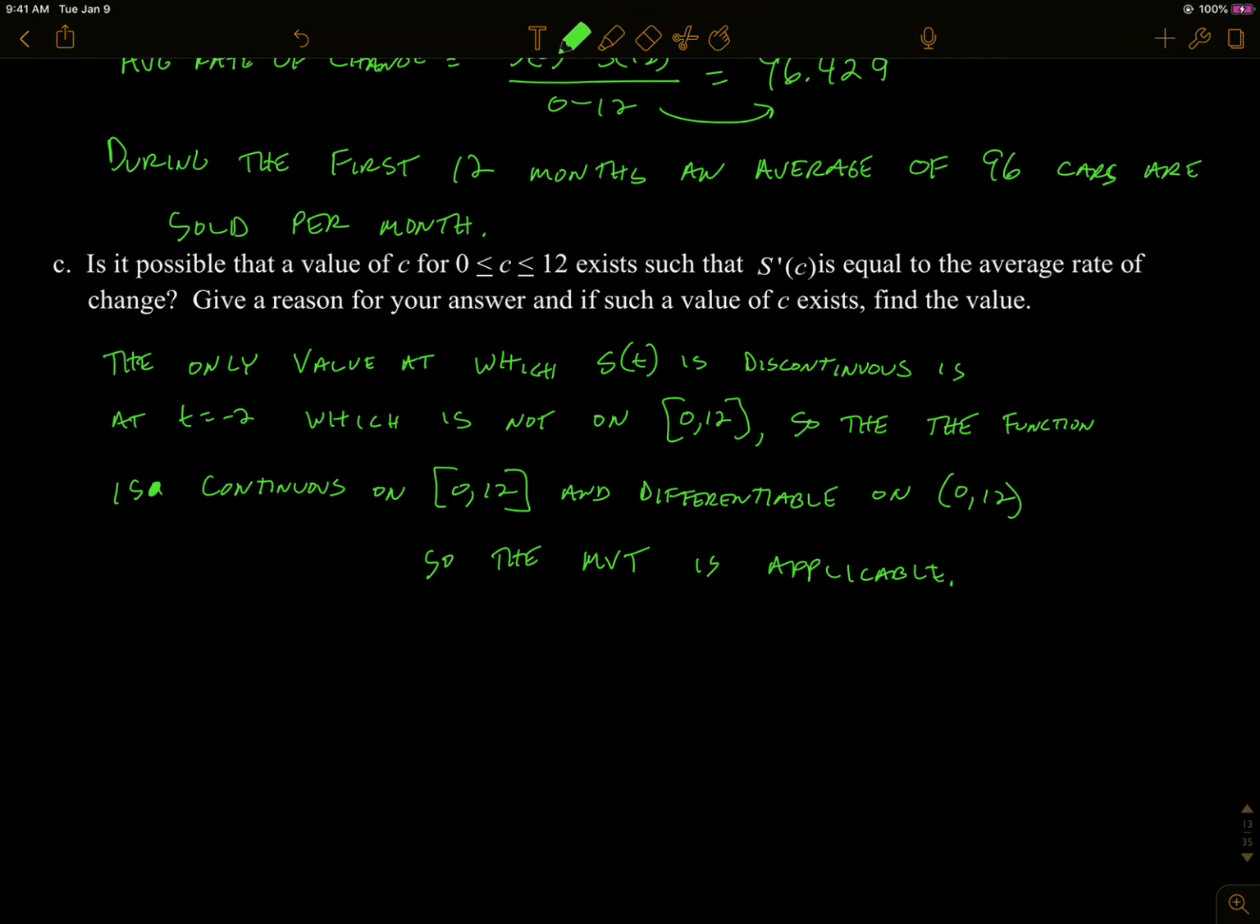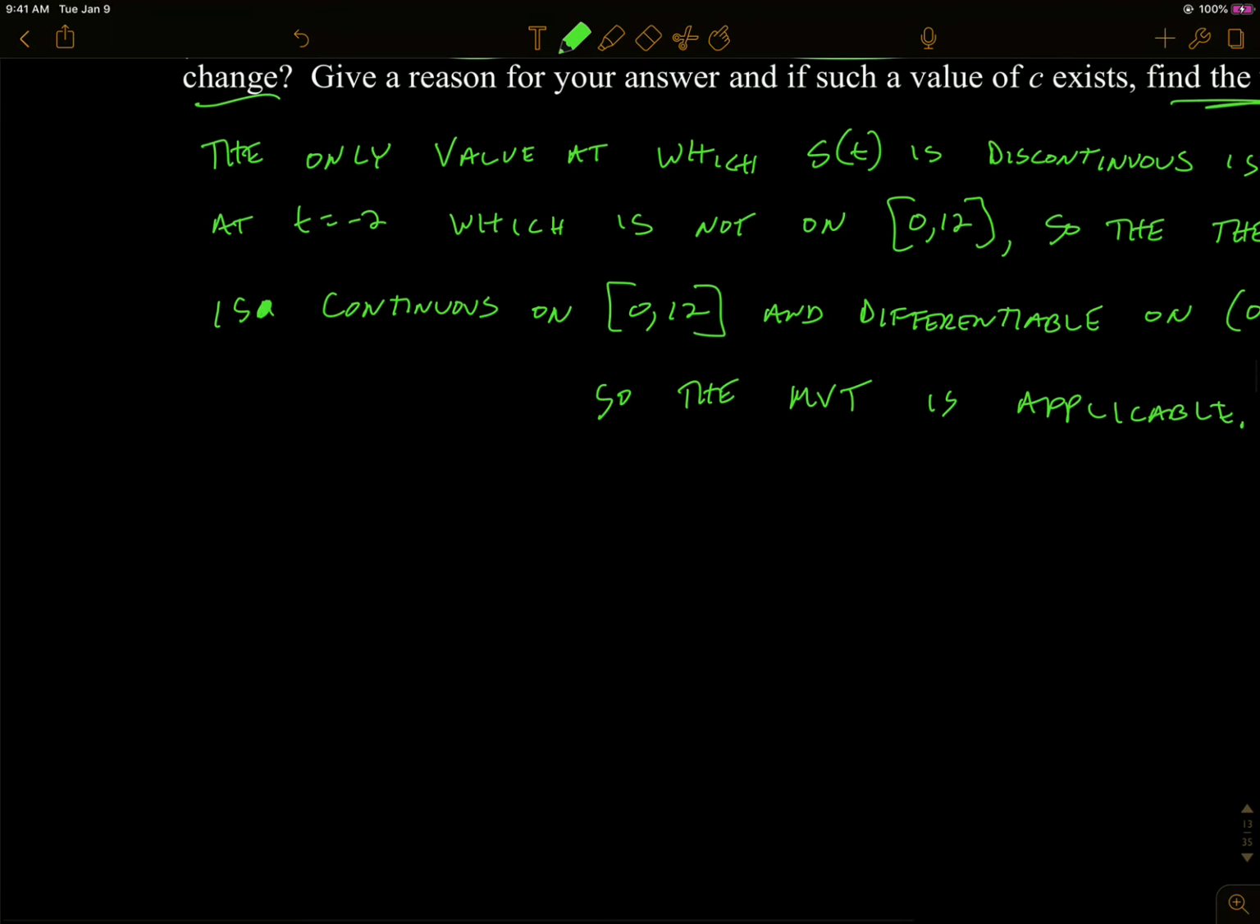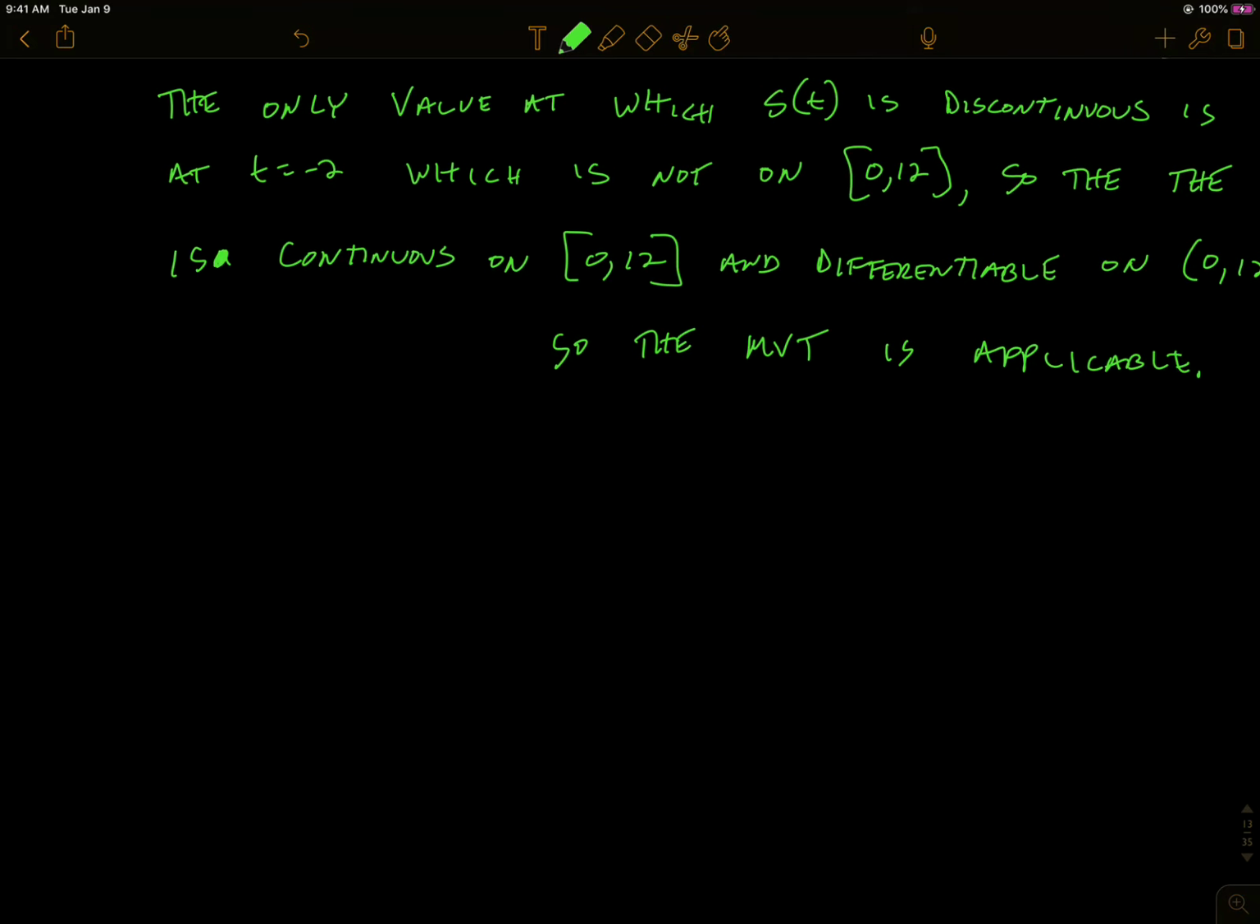So they were asking, is it possible that such a c exists? We just answered the first part of the question. Yes, it's possible. And now, if that value exists, find the value. So now we're going to do the second part. We've got our function. Let's just recopy it down here.